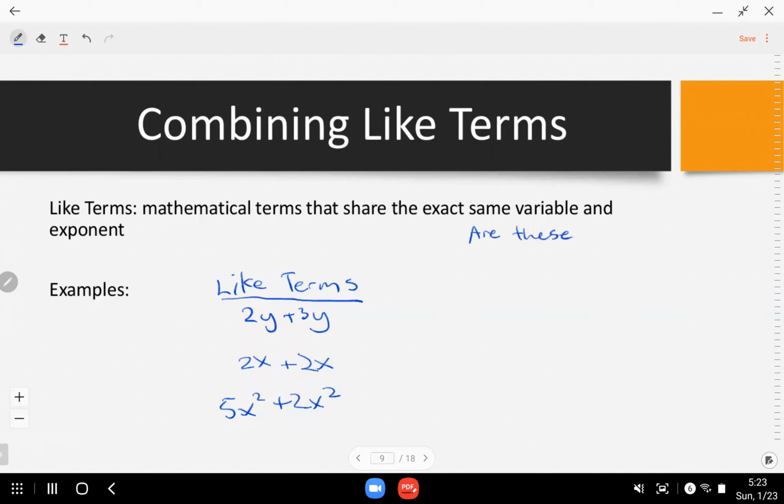Are these terms, hold on. Are these terms like terms? 3x squared plus 2x plus x cubed. Are these terms like terms? I mean, they share the same variable, right? So can you combine them? Are they like terms?